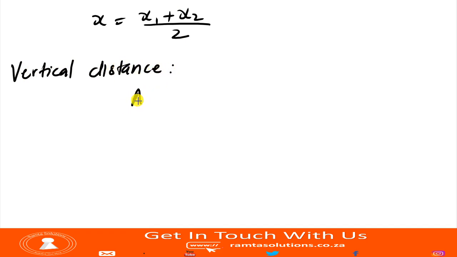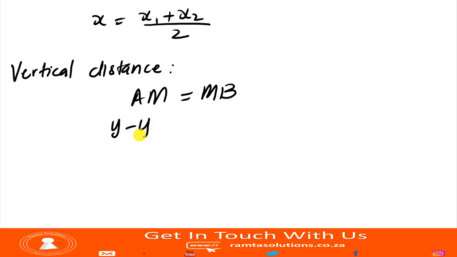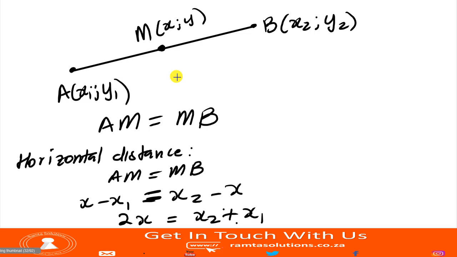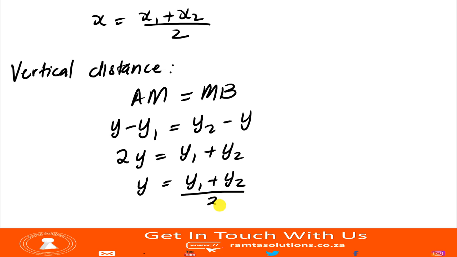Again, we said AM is equal to MB, right? So looking at the vertical distance, it'll be y minus y sub 1, isn't it? Y minus y sub 1 is equal to y sub 2 minus y. That is the vertical distance, right? So now we are going to say, this is 2y equals y sub 1 plus y sub 2. Therefore, y is y sub 1 plus y sub 2 all over 2.